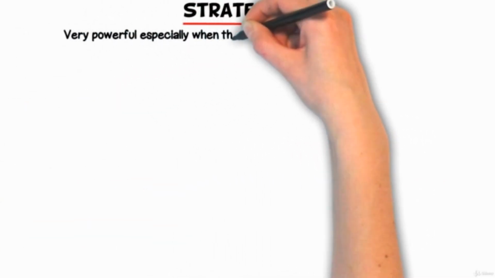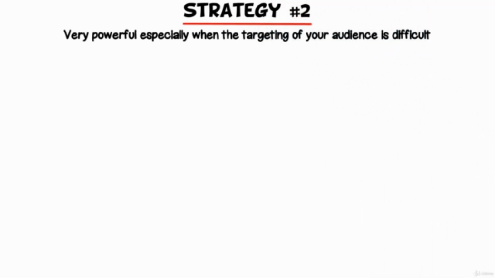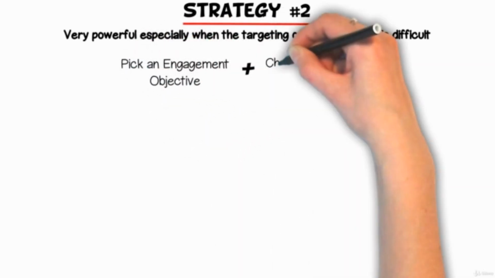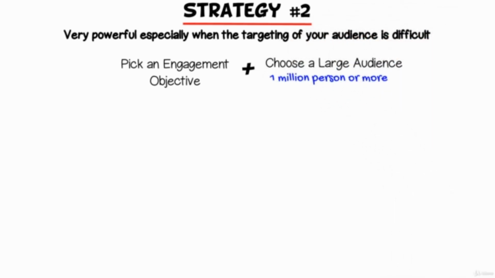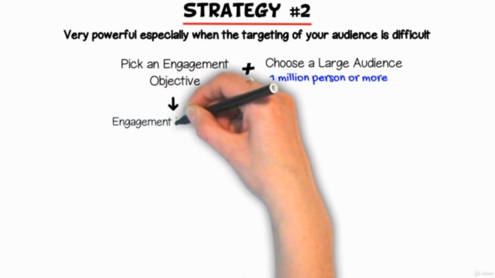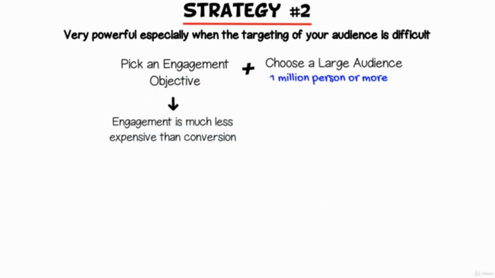Strategy number 2. The strategy I will teach you now is very powerful, especially when the targeting of your audience is difficult. This strategy consists of first picking an engagement objective and then choosing a large audience, let's say 1 million people or more. So why do I start with an engagement objective? Because engagement is much less expensive than conversion, because there is less competition.